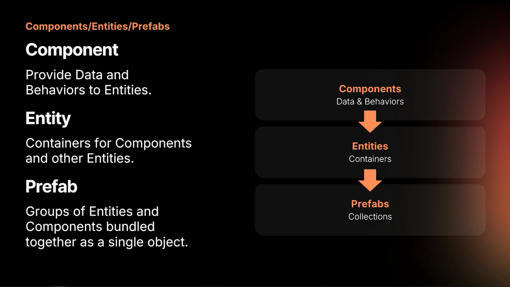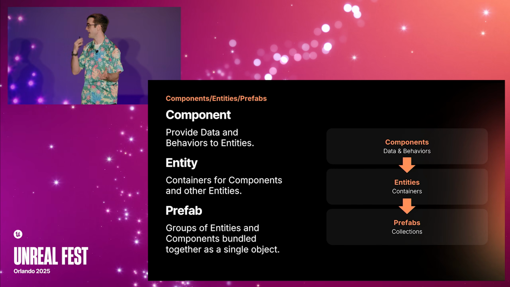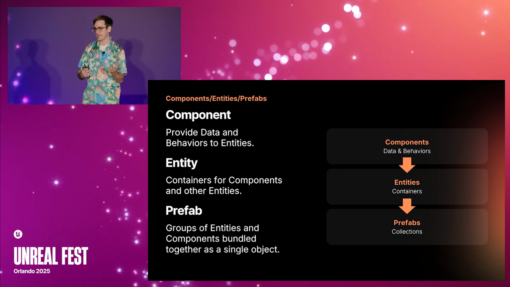What's that? So we'll start with talking about entities. Entities are basically just containers, right? You should think of them as an empty box. They start out with nothing in them. They're just an object. That's it. But entities can act as containers both for entities and for components. What's a component? Well, it's something that provides data and behavior to that entity, right?